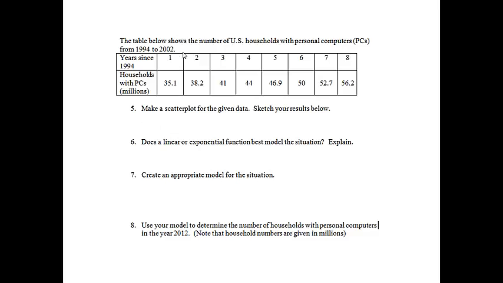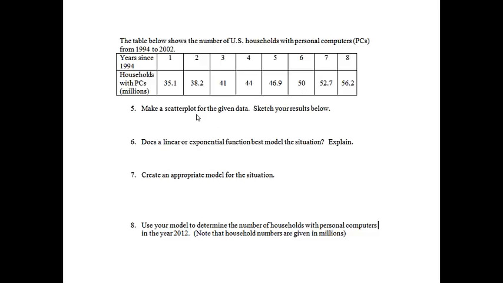All right, the table below shows the number of U.S. households with personal computers from 1994 to 2002. So 1 year after 1994, which would be 1995, there were 35.1 million households with PCs. 6 years after 1994, which would be the year 2000, there were 50 million households with PCs.